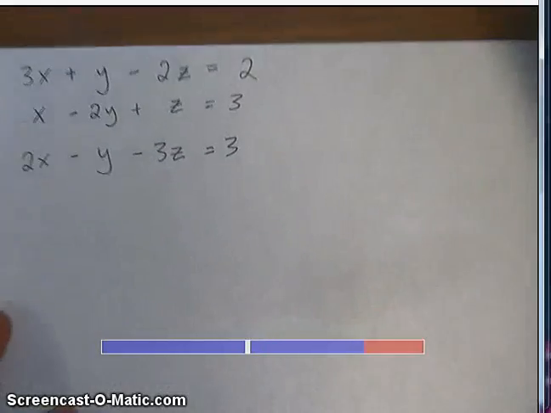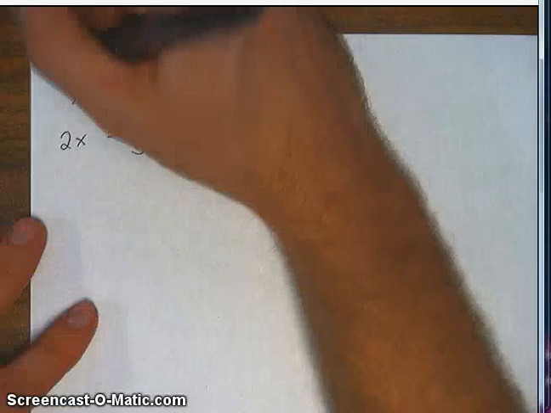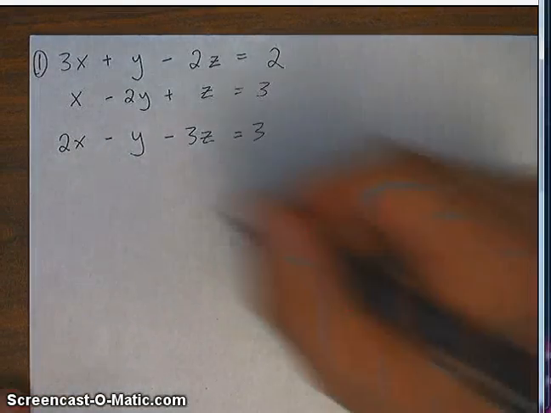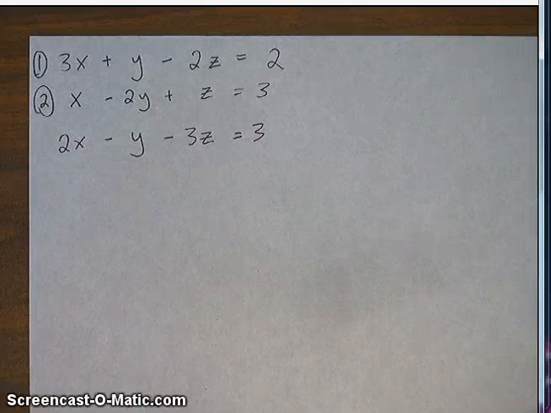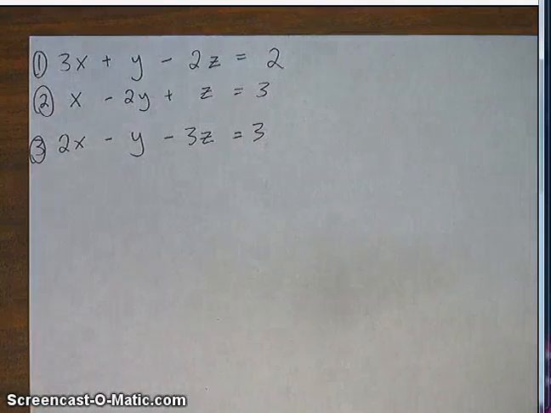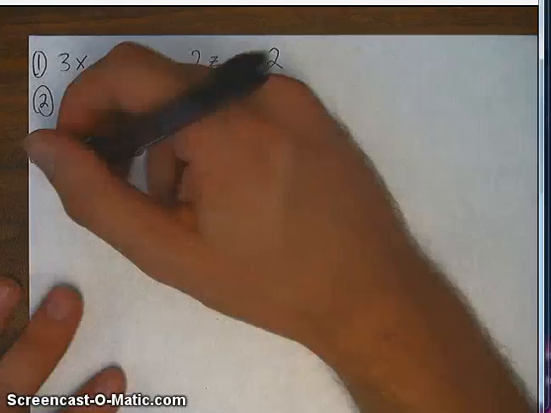Well, let's look at these 3 equations real quick. I've got 3x plus y minus 2z equals 2. I'm going to call that equation 1. I've got x minus 2y plus z equals 3. I'm going to call that equation 2. And then I've got 2x minus y minus 3z equals 3. I'm going to call that equation 3. So I'm supposed to pick 2 equations and eliminate the x term.